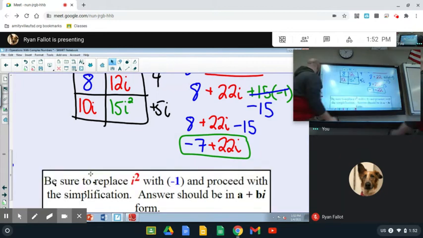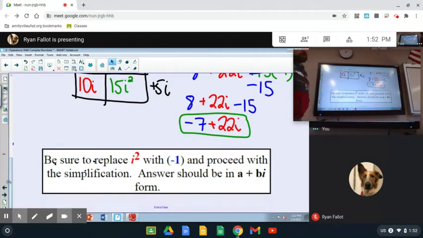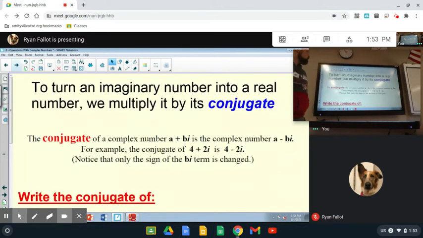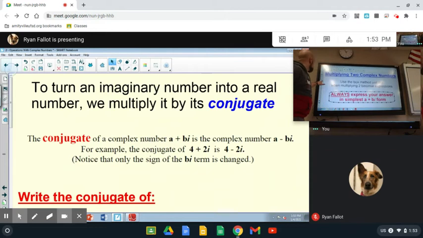There we go. All right, so again, you want to make sure that you always replace your i squareds with negative 1. Anytime you're working with multiplying complex numbers, you're always going to have a term that has an i squared in it. So you must remember to replace that i squared with the negative 1, and then put your final answer in a plus bi form, okay?